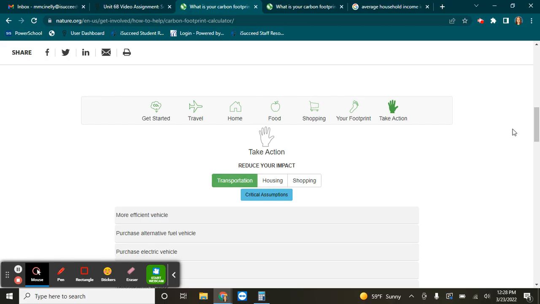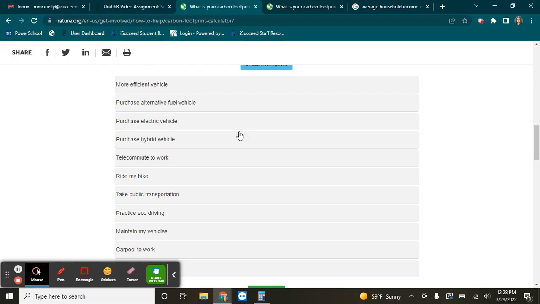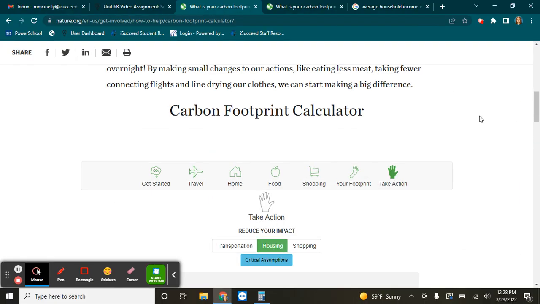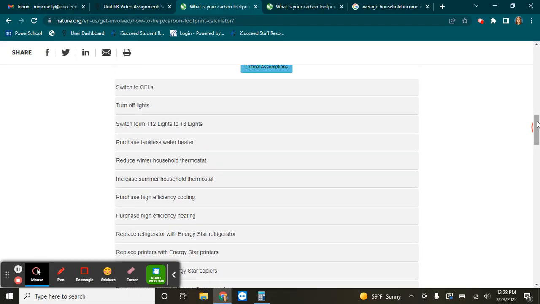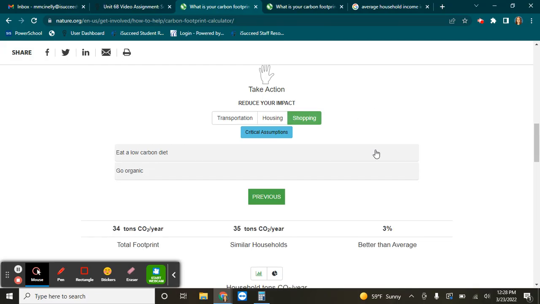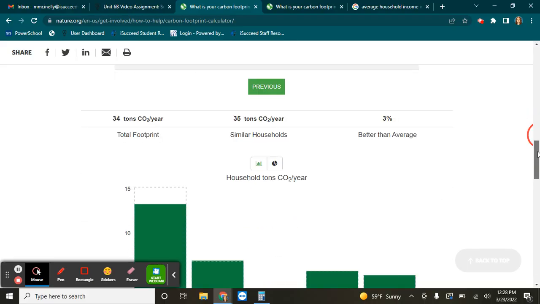So transportation, housing, shopping. So I could get a more efficient vehicle with fuel, maybe an electric vehicle, telecommunicate to work, so work remotely, which we do, so that's good. Ride a bike, carpool. Okay, lots of good examples here. Let's go to housing. Okay, switch to CFL bulbs, turn off lights, purchase high efficiency cooling and heating. Let's see what shopping says. Eat a low carbon diet, so less meat, go organic. So those are some interesting things here.